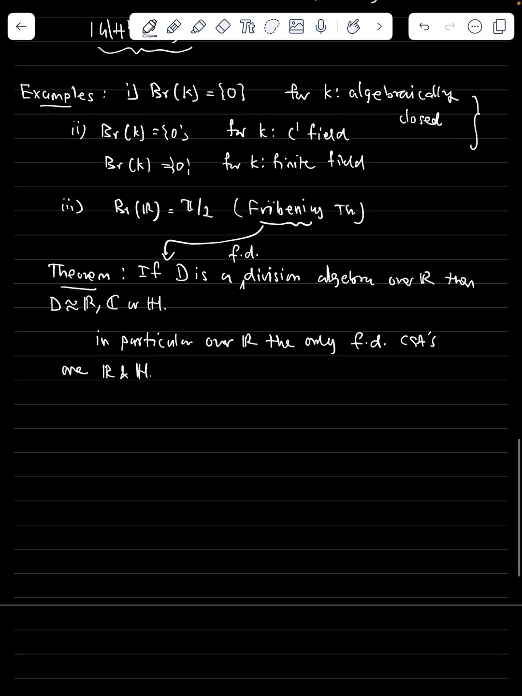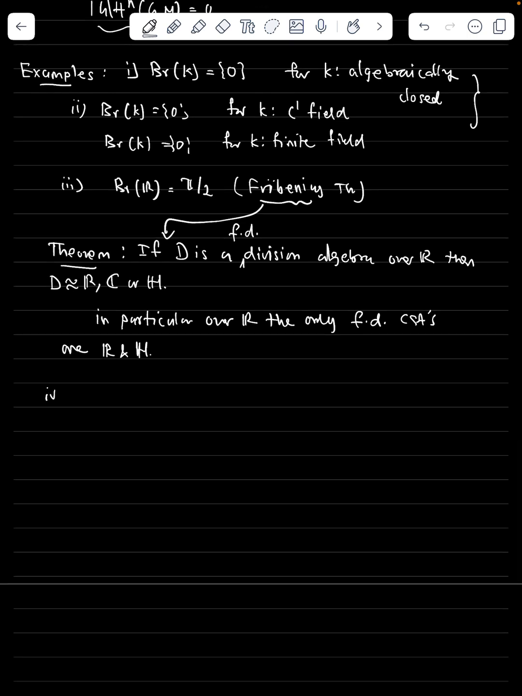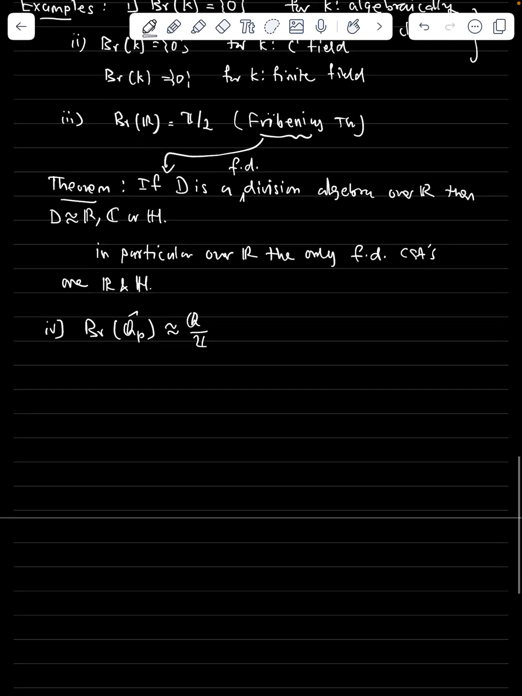And there's another example, which is the Brauer group of p-adic numbers. This is Q mod Z, and I think I should stop. So these are some of the basic things about Brauer groups that I've been studying for some time.